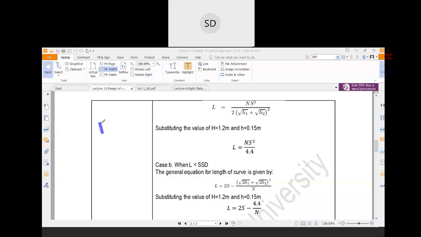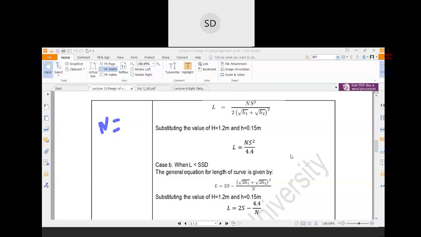That's your N, which is 8%. So you get 297.89. That is the value. Now see, this value of the length of the summit curve is more than your stopping sight distance. So whatever assumption you have made, that assumption is correct. So this is your answer: 297.8 meter is the length of the summit curve.